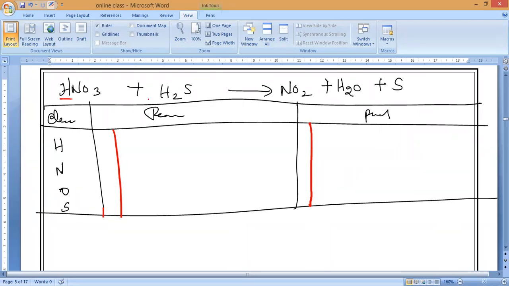Now tell me, hydrogen how many? Here 1 and here 2, total 3. Next nitrogen 1. Oxygen 3. Sulfur 1. On the product side, hydrogen 2, nitrogen 1, oxygen 3 (2 plus 1), and sulfur 1. Nitrogen is balanced, oxygen is balanced, sulfur is balanced. Who is not balanced? Hydrogen: this side 3 and that side 2.